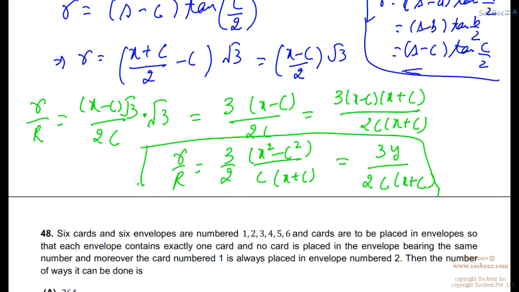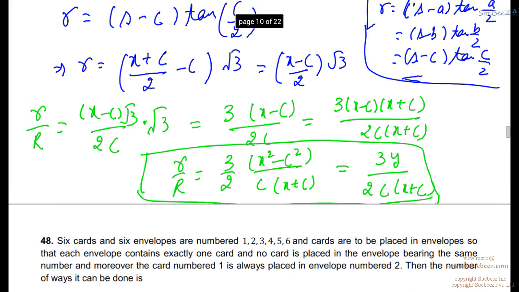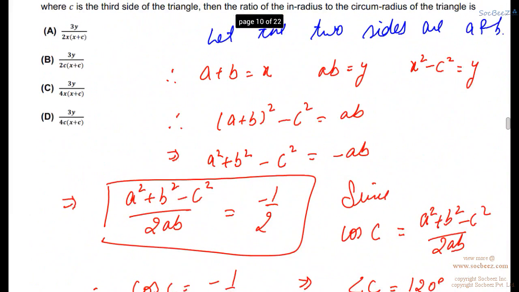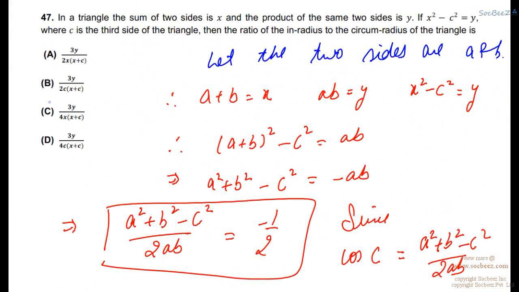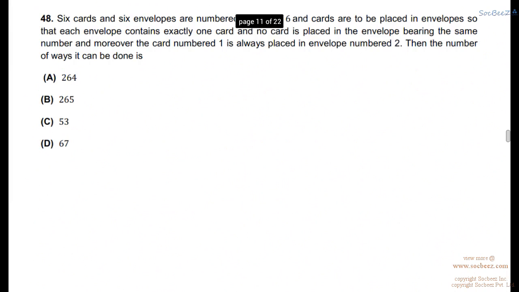Okay, so the correct answer here in this case is 3y upon 2c into x plus c. So the correct option matching our answer is option B.